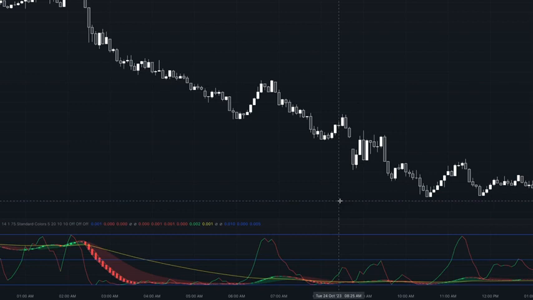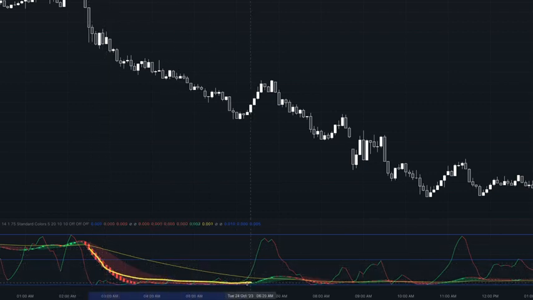So the signal line can be used to spot pullbacks. It can be used to spot divergences. It can be used to spot continuations. So for example, we have the delta that has transitioned to a downtrend and is along the bottom of the indicator. And then we have the signal line that pulls up. So this indicates a pullback.